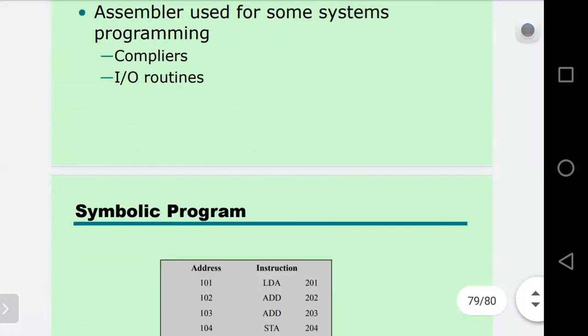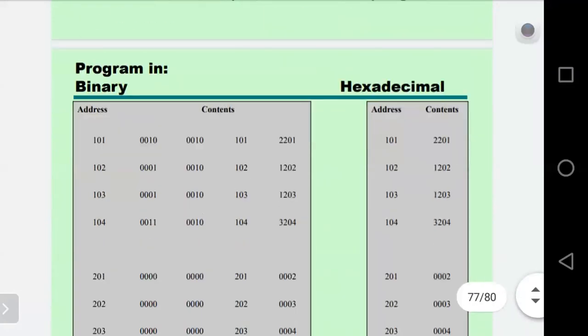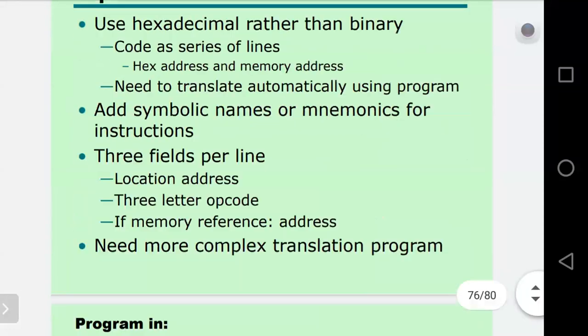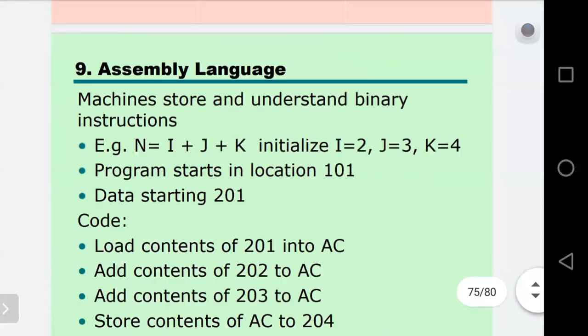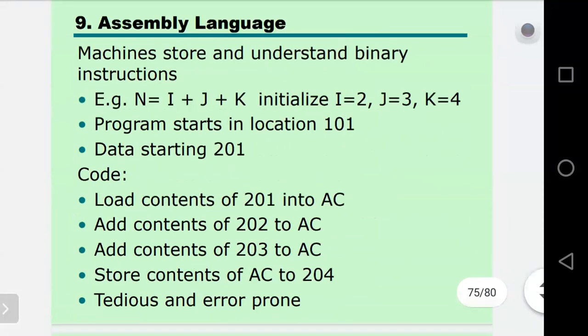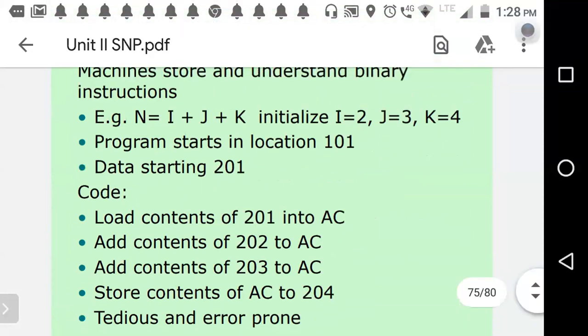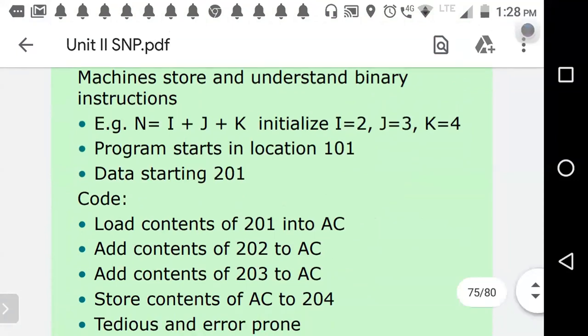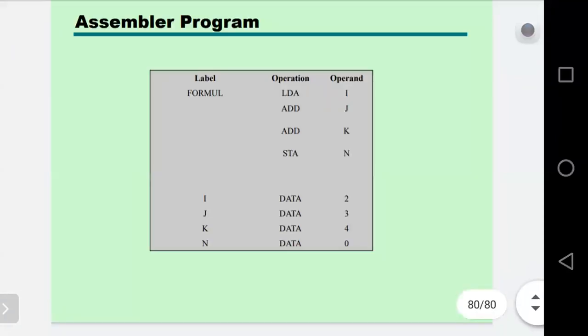Instead of a symbolic program or a hexadecimal program or a binary program, that is why in programming evolution, the assembly language plays an important role in the development. So here we have completed our unit number 2.